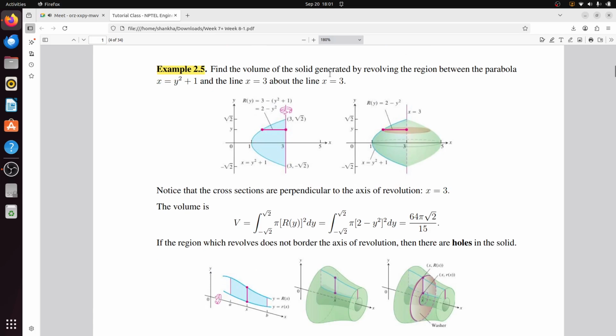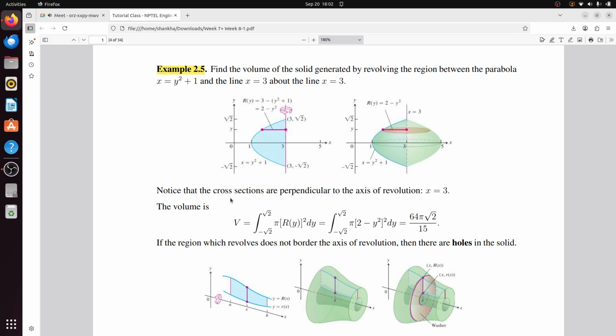Find the volume of the solid generated by revolving the region between the parabola x equal to y square plus 1 and the line x equal to 3 about the line x equal to 3. Notice that the cross sections are perpendicular to the axis of revolution x equal to 3. The volume is V equal to the integral from minus square root of 2 to square root of 2 of pi r(y) square dy, which is the integral of pi times (2 minus y square) whole square dy, and that gives 64 pi times square root of 2 by 15.